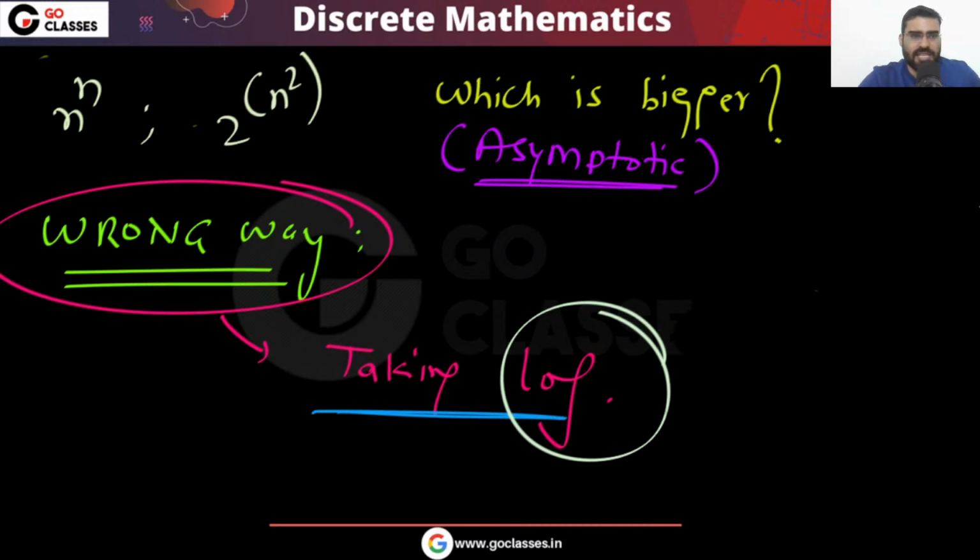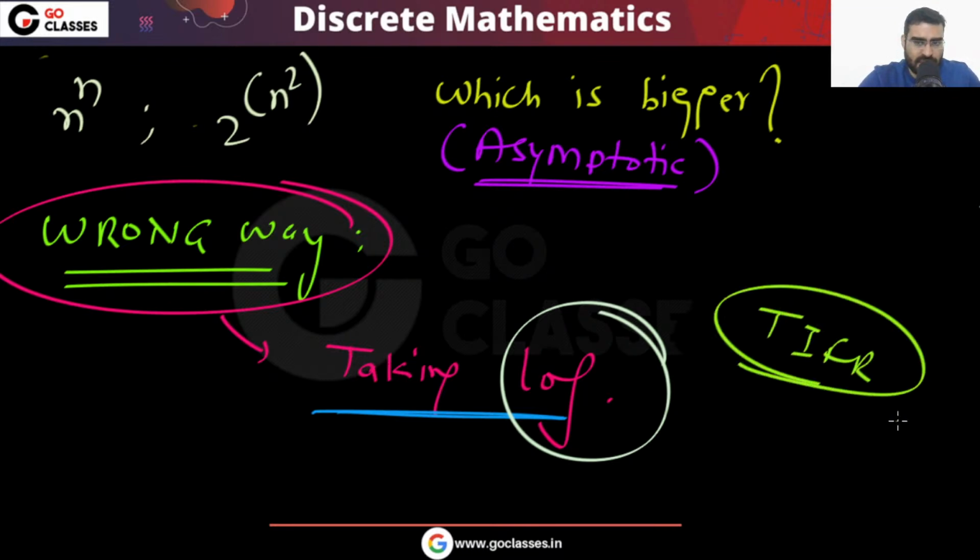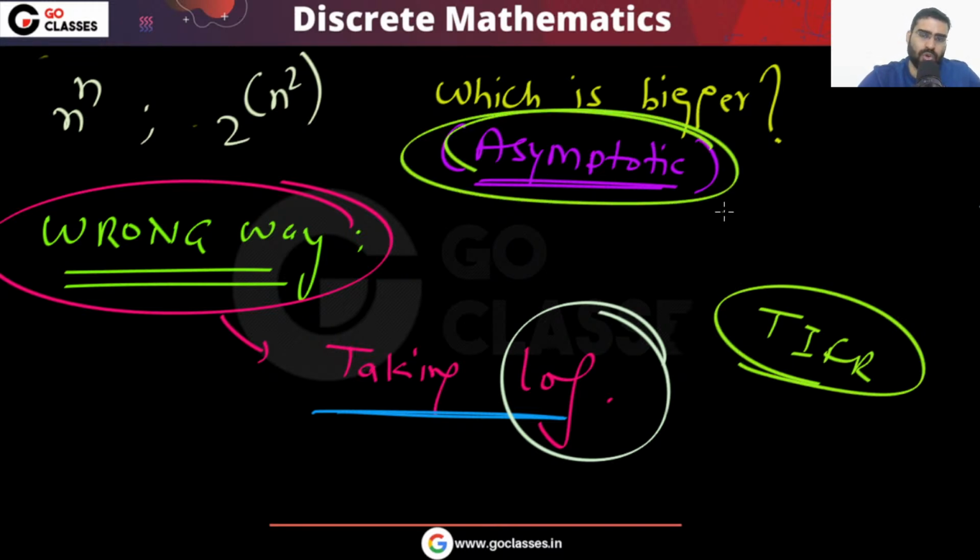This is actually very common. Most of the students, the majority of the students, use this method, and it is actually a wrong method. There are many TIFR questions, in the TIFR exam, in which, if you want to do asymptotic comparison and you take this logarithm, you will get the wrong answer.